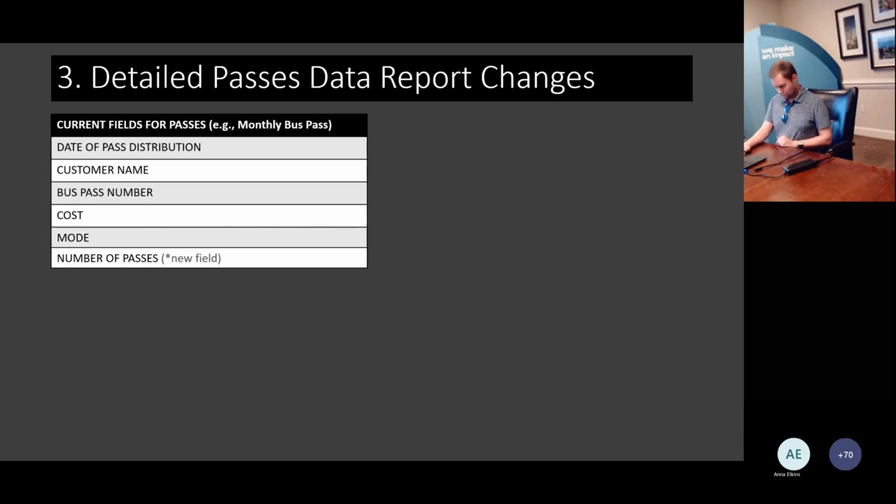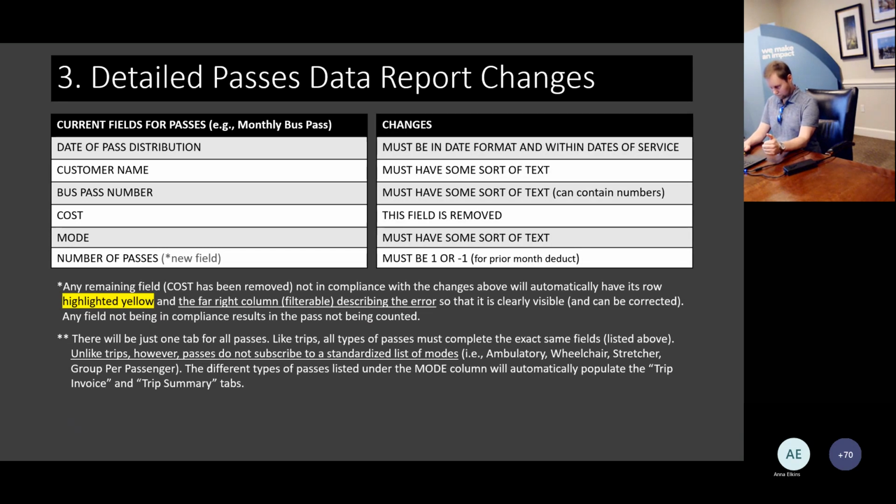So passes, just like trips, we're keeping everything that's currently there in the same order, but we are removing cost. And it's doing the same thing. The date the pass was issued, it's going to make sure it can actually read it as a date. It's going to make sure that the unique identifier for the bus pass number and the name fields are not blank.